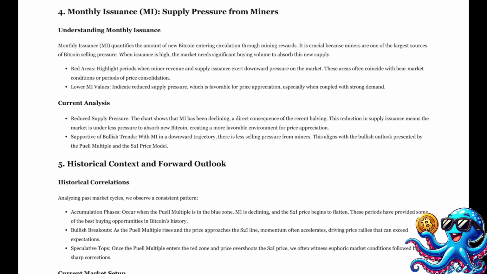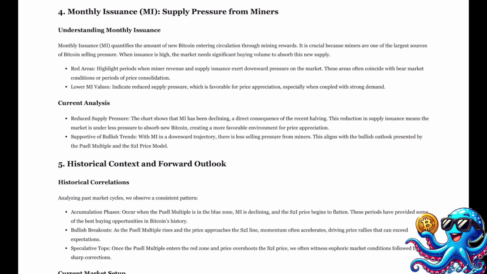Red areas highlight periods when miner revenue and supply issuance exert downward pressure on the market. These areas often coincide with bear market conditions or periods of price consolidation. Lower MI values indicate reduced supply pressure, which is favorable for price appreciation, especially when coupled with strong demand. Current analysis. Reduced supply pressure.